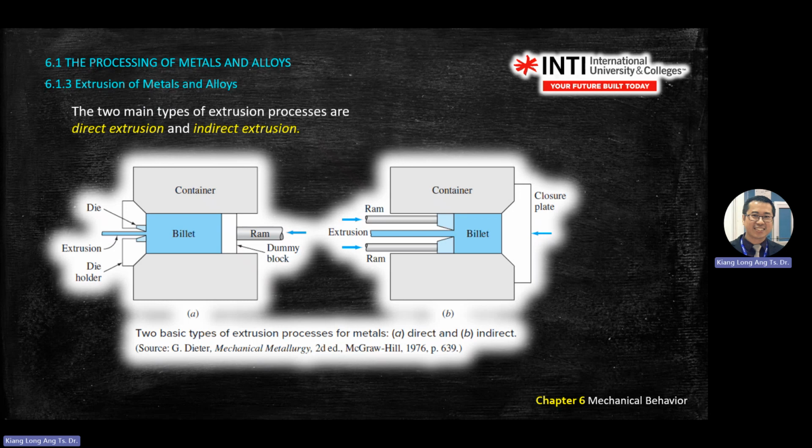Because there is a different setting on the ram and the die here. So if something is wrong with the die, you need to change the whole thing. Rather than the left hand side, where if the die is broken, you just change the die. If the ram is broken, then you fix the ram.